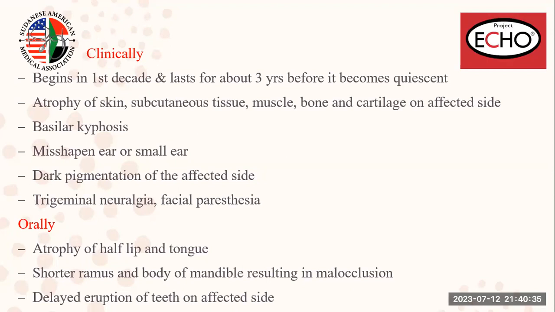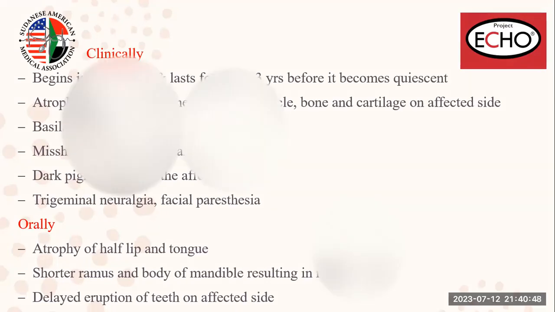Orally, you can see atrophy of half of the lip, half of the tongue, shorter ramus, and body of the mandible, which will result in malocclusion, delayed eruption of teeth on the affected side, which is the opposite of exaggerated growth in hemihyperplasia.